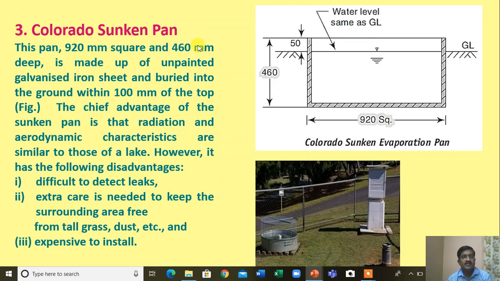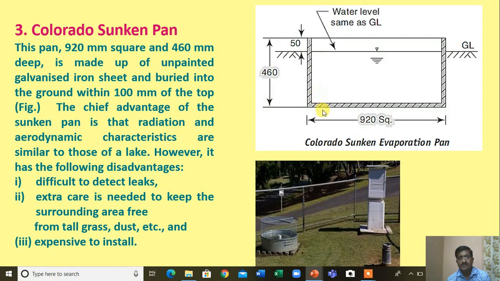The next is a Colorado sunken pan. This pan, 920 mm square and 460 mm deep, is made of unpainted galvanized iron sheet and buried into the ground with 100 mm above the top. You can see in the figure. The chief advantage of the sunken pan is that radiation and aerodynamic characteristics are similar to those of a lake. However, it has the following disadvantages: it is difficult to detect leaks, extra care is needed to keep the surrounding area free from tall grasses and dust, etc., and it is expensive to install.